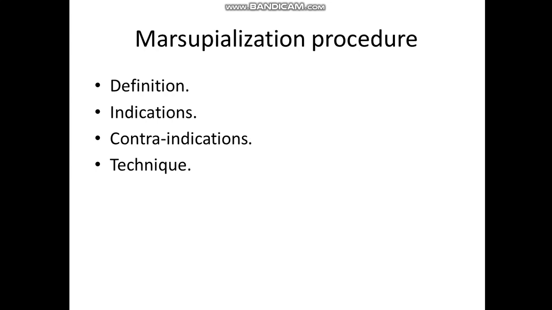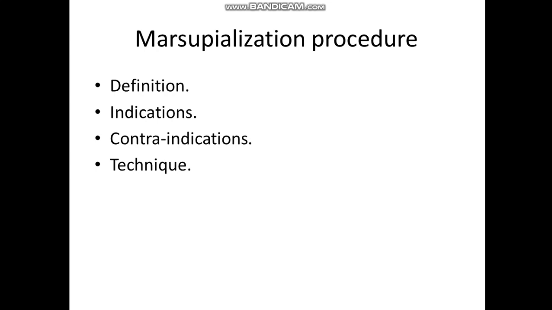The indications of marsupialization or decompression: first of all, in case of large cystic lesion or cystic lesion close to vital structures, such as maxillary sinus, inferior alveolar neurovascular bundles, and so on. Also, in case of cystic lesion associated with unerupted teeth, such as dentigerous cyst, or other cystic lesion that is also associated with multiple teeth. This cystic lesion causing the drifting or displacement of the teeth. So in this case also can be treated by marsupialization in order to prevent trauma to neurovascular bundle of the teeth.